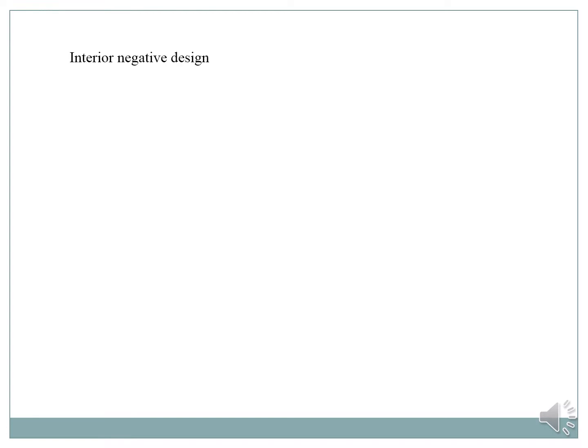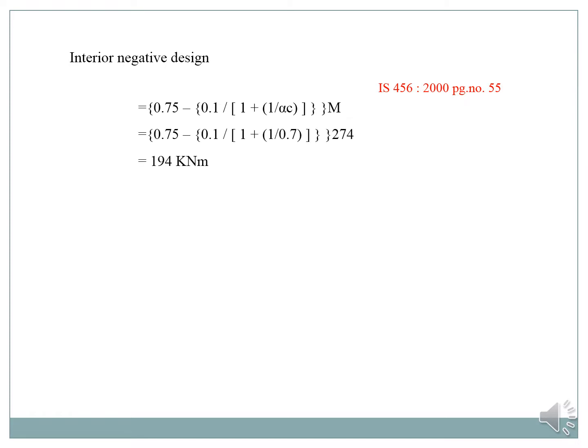Interior negative design: this is also a formula from our code book, IS 456 2000 page number 55. It is equal to 0.75 minus 0.1 divided by 1 plus 1 divided by alpha C, into M. M is the moment. Alpha C is a known value and the moment is a known value, so apply all the values directly in that formula and you get the answer. So interior negative design is equal to 194 kilonewton meter.